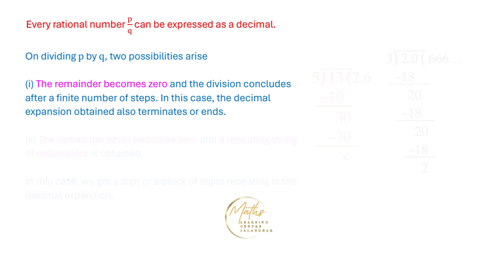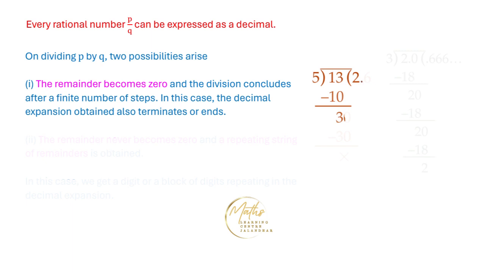If we look at an example, suppose I am dividing the number 13 by 5. On dividing these two numbers, what we obtain is 5 twos are 10. When we subtract this value, the remainder we are left with is 3.